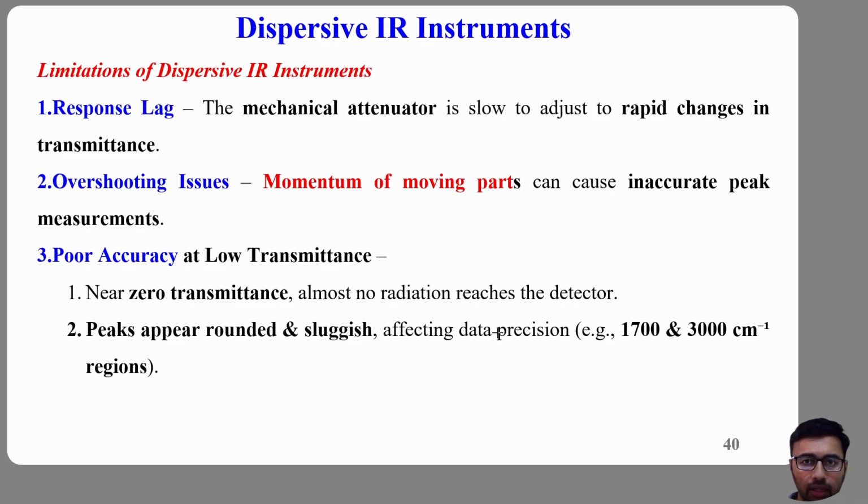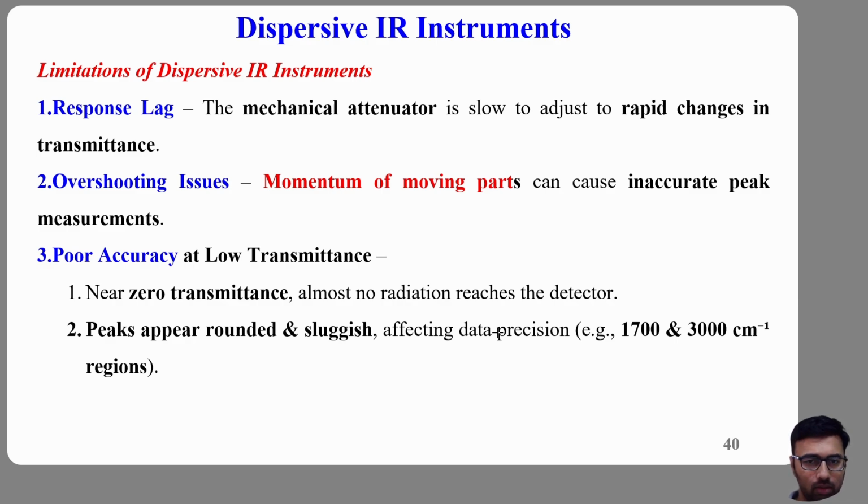This further reduces spectral accuracy. Third limitation is poor accuracy at low transmittance. This is perhaps the most serious issue. Suppose the sample absorbs extremely strongly, very little radiation reaches the detector. Now the detector signal becomes extremely weak without sufficient signal strength. The feedback system struggles to operate effectively.